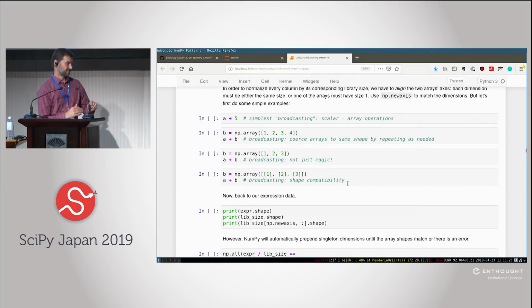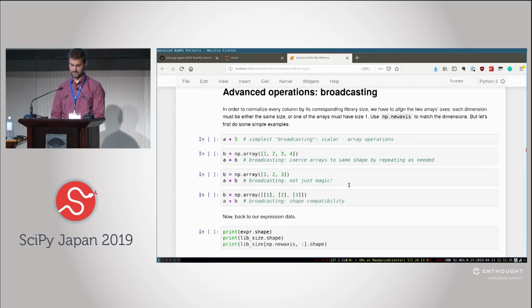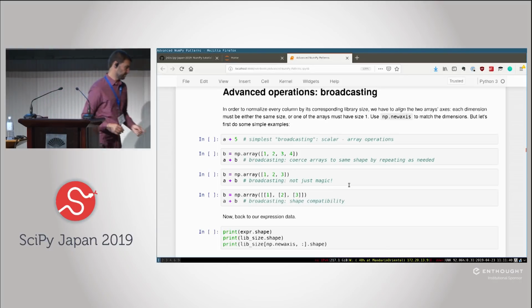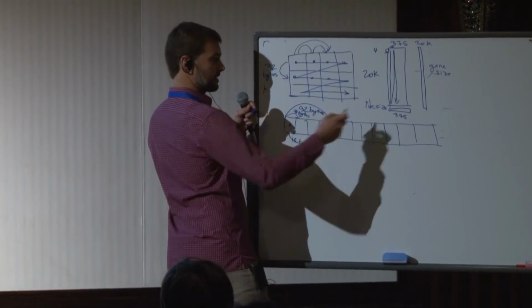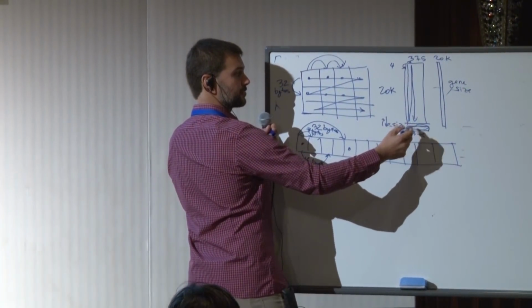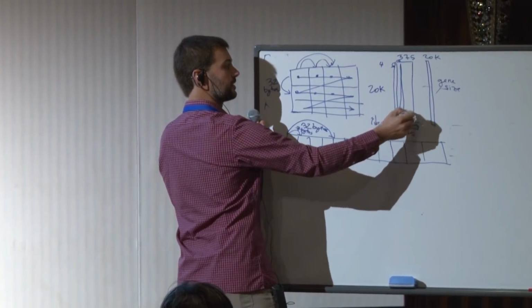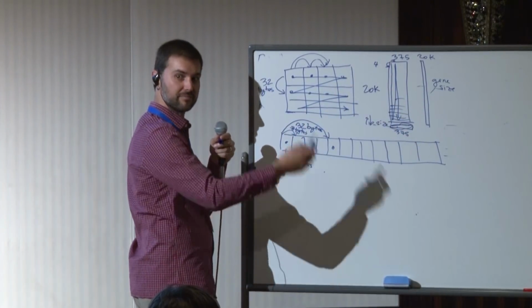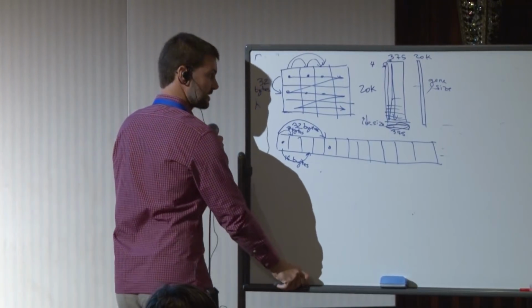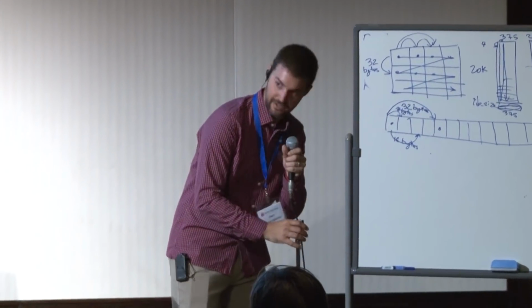Okay, so I mentioned early on that we were going to divide every column by the library size and every row by the gene length. So this is what is called broadcasting in NumPy. The reason it's called broadcasting is because you take this small value and in a sense you broadcast it over the whole array. So now you take one row and you expand it into many, many rows. So that's the basic concept, and I'll talk a bit about how to use it.